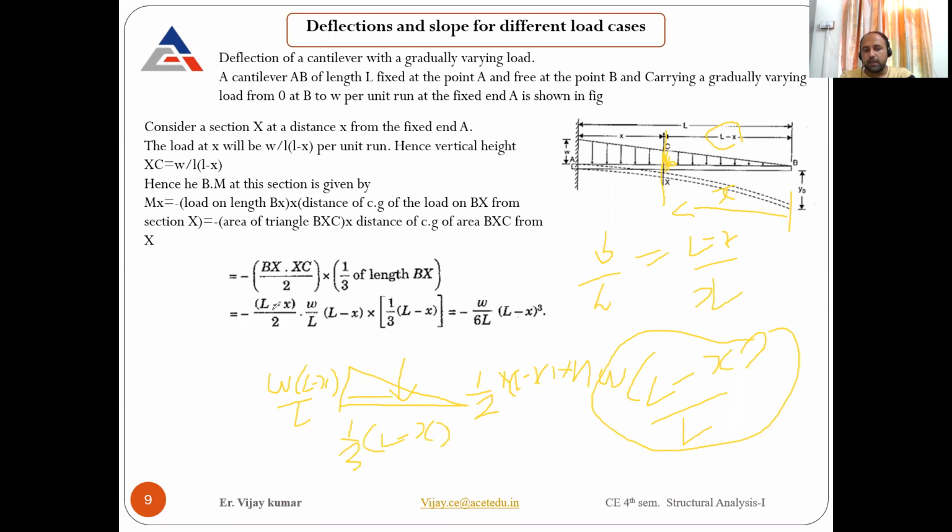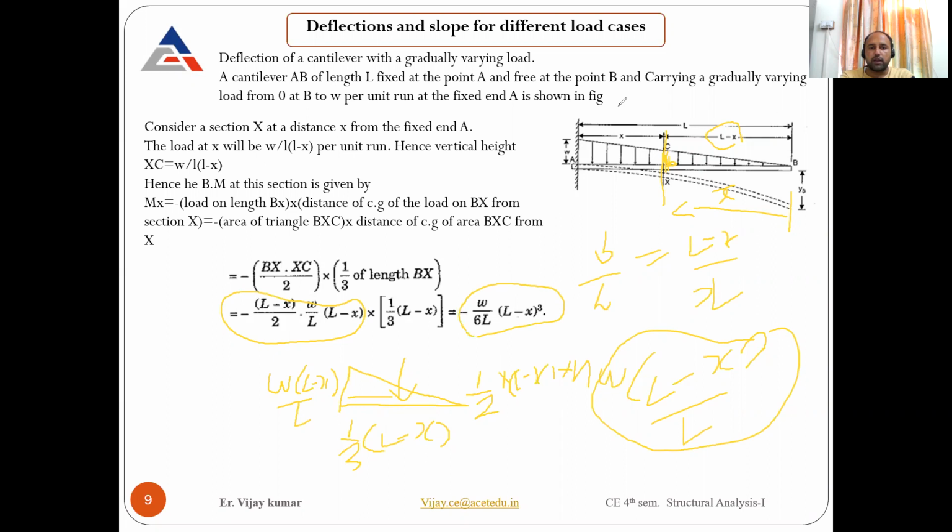As you can see, the area is half into W(L - x)/L into (L - x). This is the area, and it will act at the centroid, and the centroid distance to this end is 1/3 of (L - x). This is the value of the bending moment that will come.